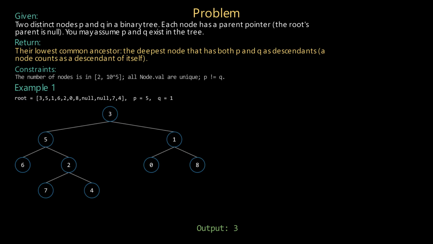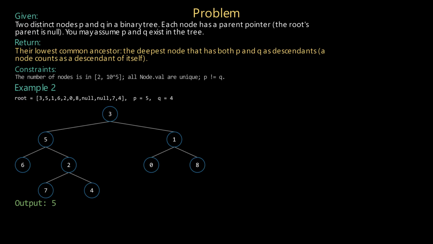In this example, P is the node with value 5 and Q is the node with value 1. Walking upward from P you hit 5 then 3, from Q you hit 1 then 3. The first node seen on both upward paths is 3, the lowest common ancestor.